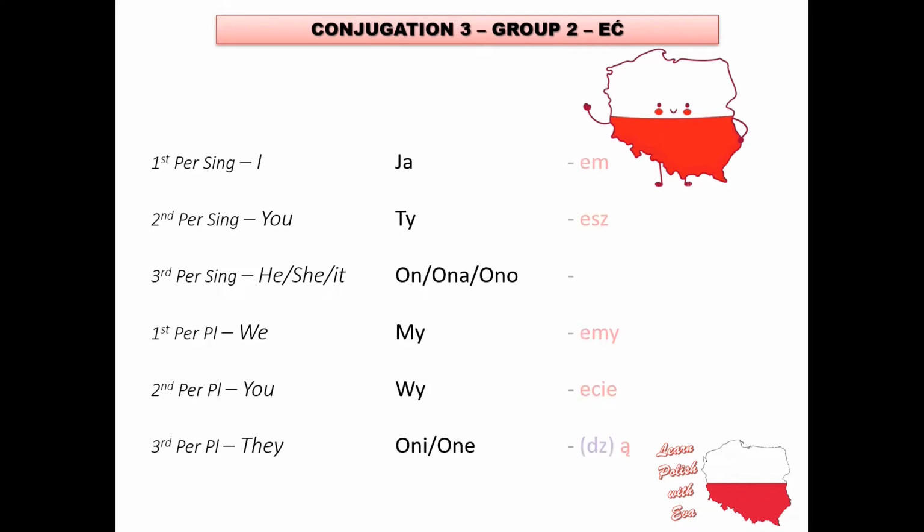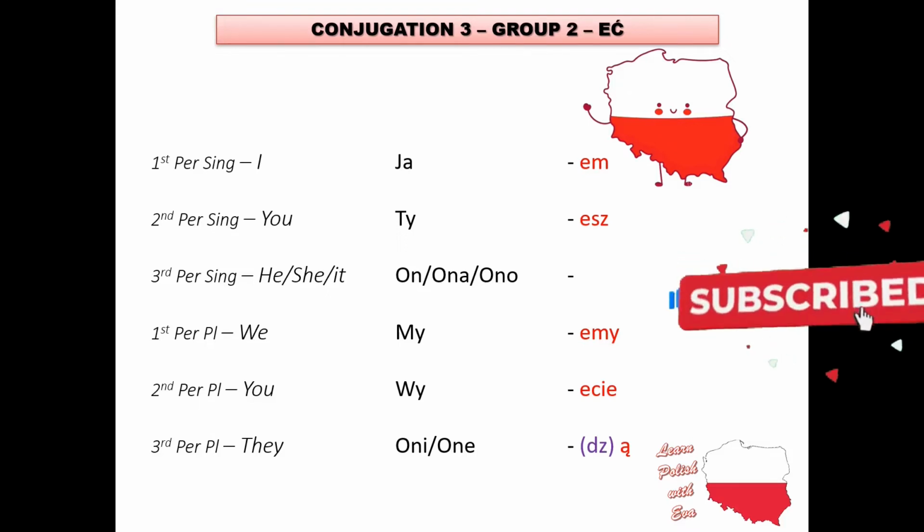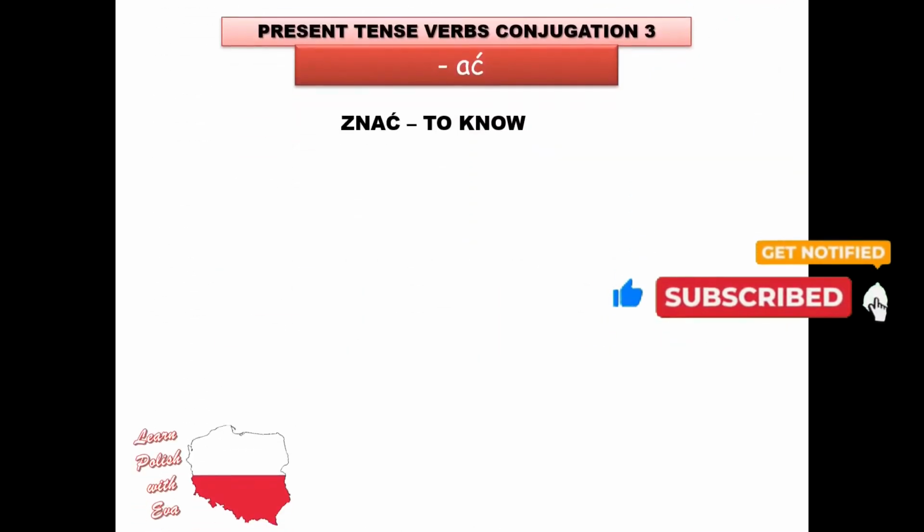And the second group, which has the ending ech, will have the following endings. They are similar to the previous ones. We basically just changed the letter a to the letter e. So m, sz, nothing to add to the third person singular, then emy, ecie, ą for the third person plural. We always have ą in the third person plural. And here, instead of the J, we will be adding the double letter z, z. And remember, you must be familiar with the Polish double letters to be able to do anything in the Polish language. So make sure you check out my video on the double letters in Polish.